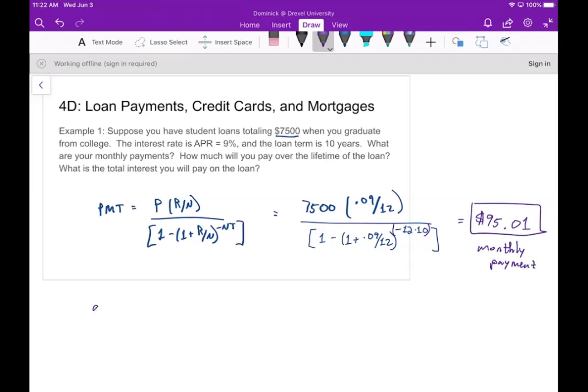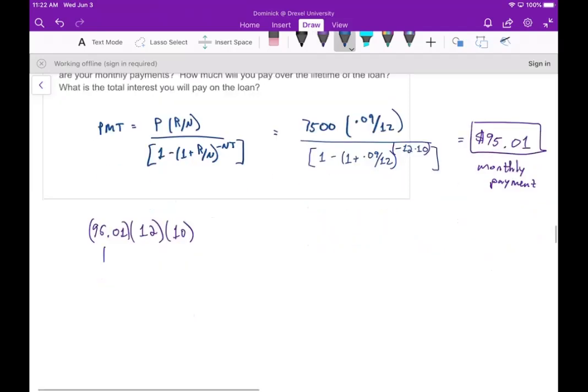So I need to take my monthly payment, $95.01, multiply that by 12, and then by 10, right? I need to take my monthly payment times the number of months per year, and then multiply that by the number of years.